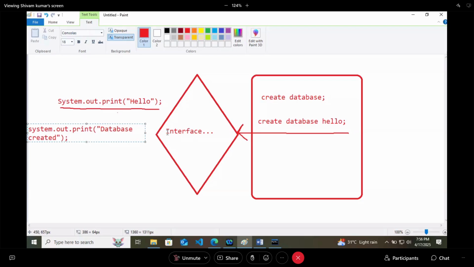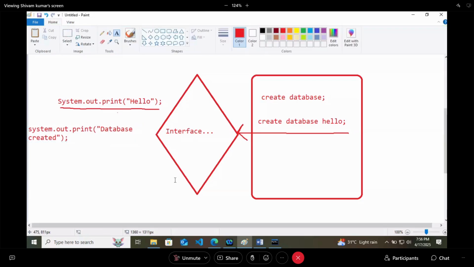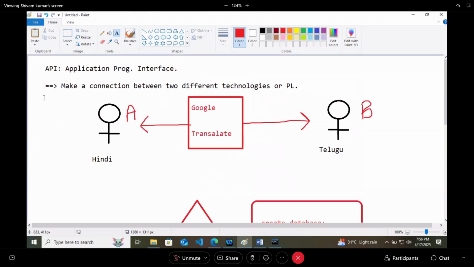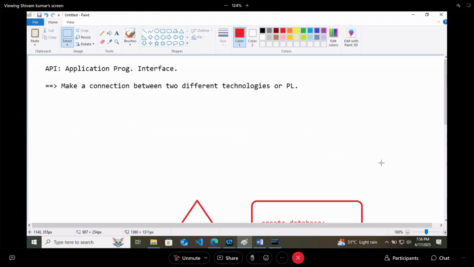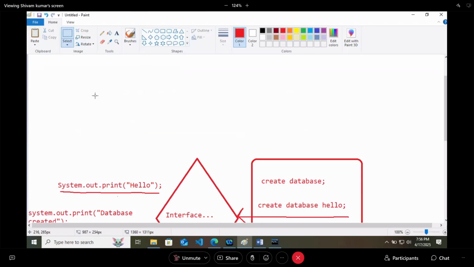What interface? Application programming interface, where programs will talk to each other, not human beings. There is no human involvement. Programs will talk to each other. That is the first use of API, to make a connection between two different technologies or programming languages. This is the first use.